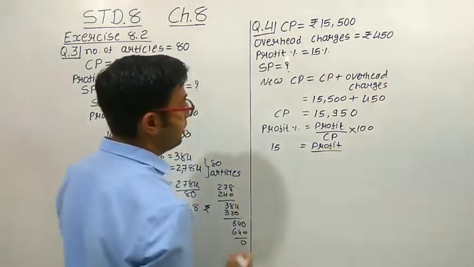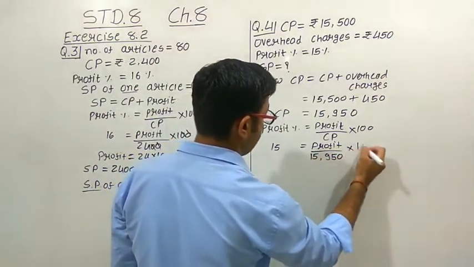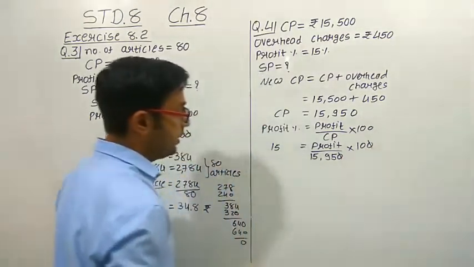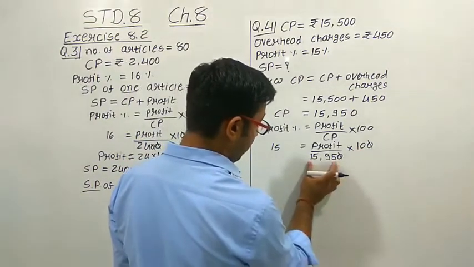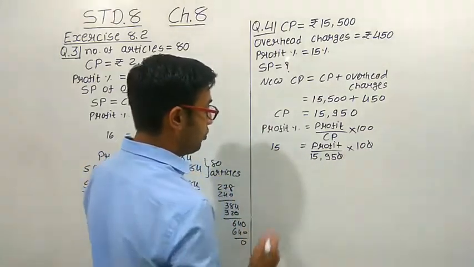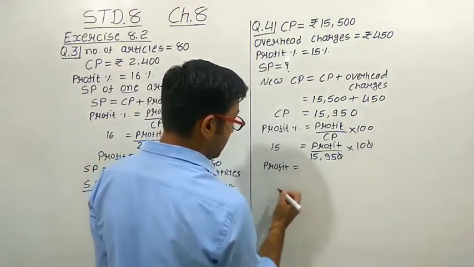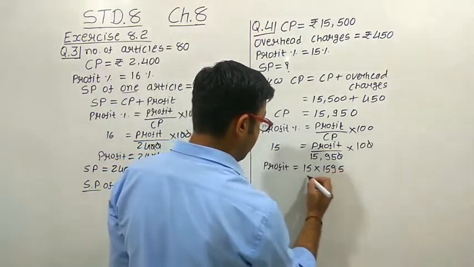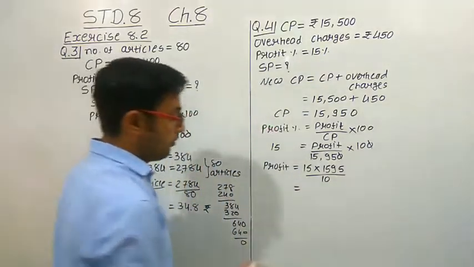The cost price we have is 15,950, into 100. We can cut one of the 0s from here and one from here. Now we have 1,595, and we take the multiplication of 15 and 10 in the denominator. By making the profit the subject, we get profit is equal to 15 into 1595 upon 10.